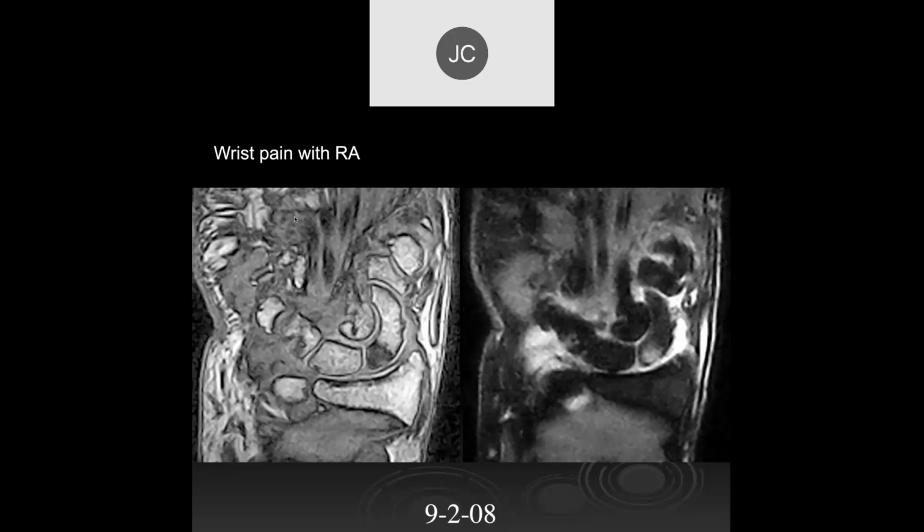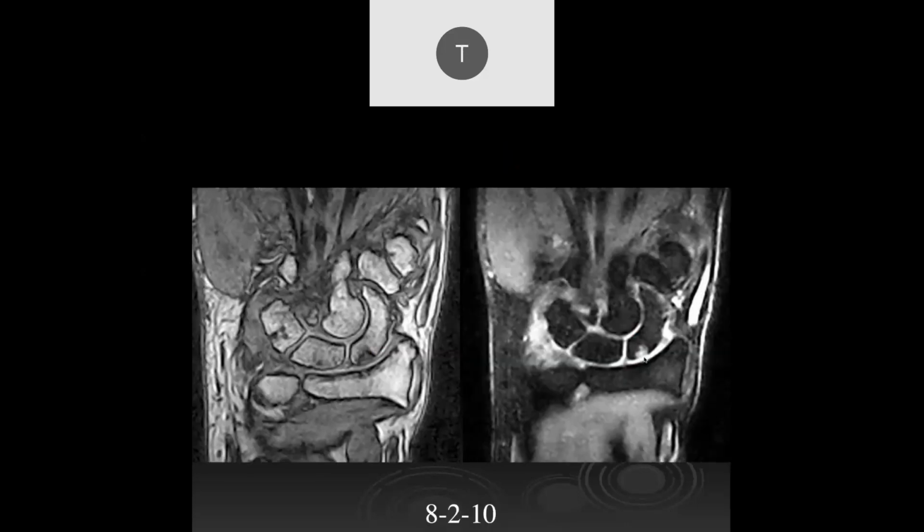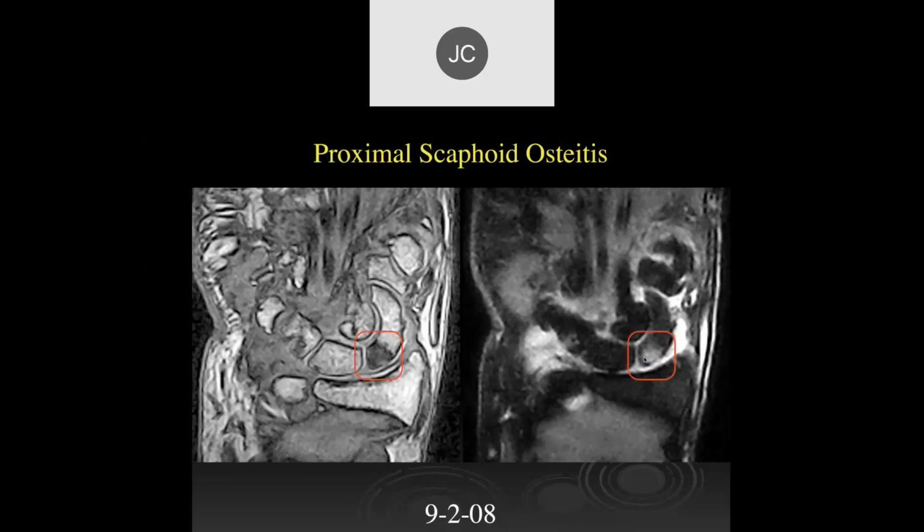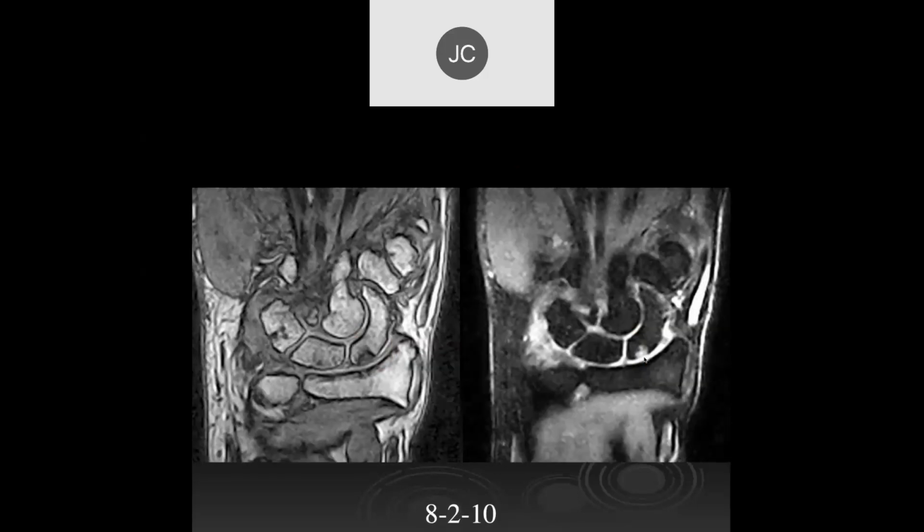It looks like we have a lot of synovial thickening of the wrist joint, and then osteitis at that proximal scaphoid. Right. Some erosive changes within the triquetrum. So that's 9208, and that's, as you said, proximal scaphoid osteitis, a lot of erosive changes. So this is 9208, and the patient came back on 8/2/2010.